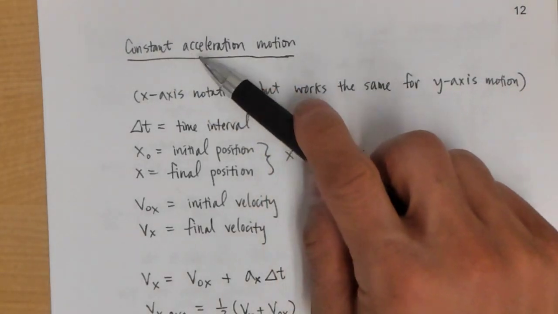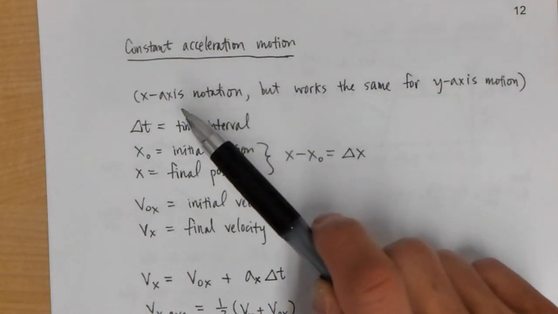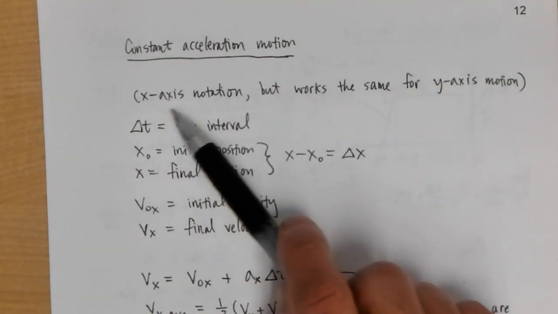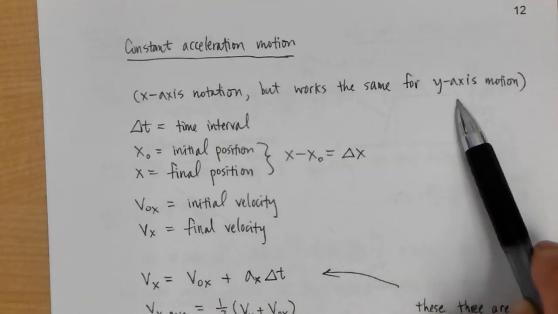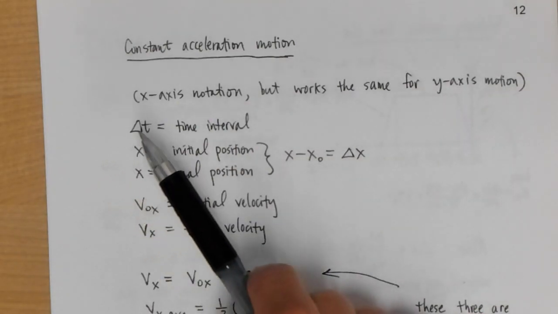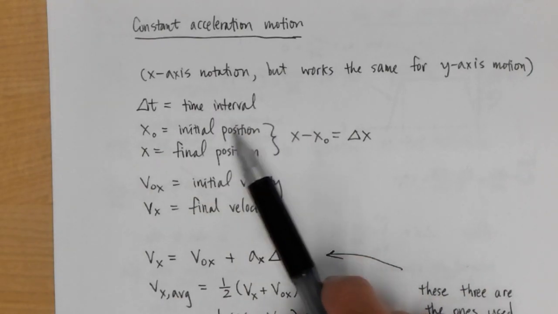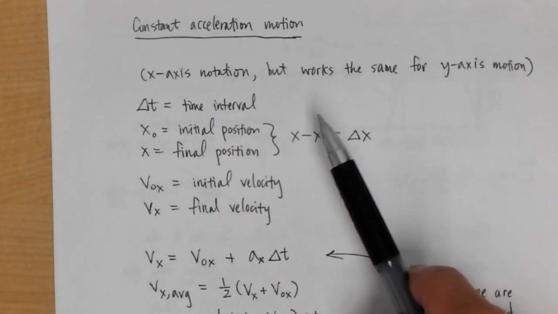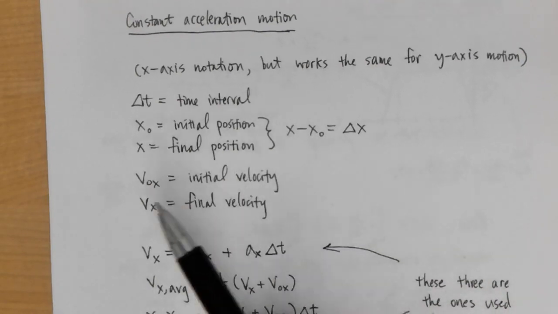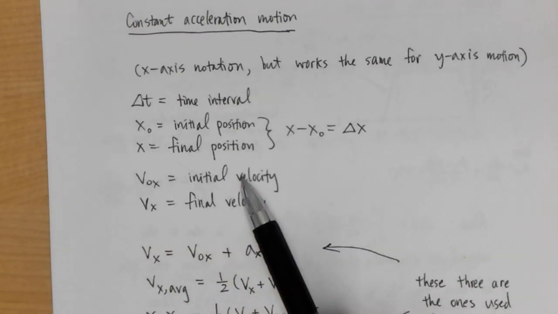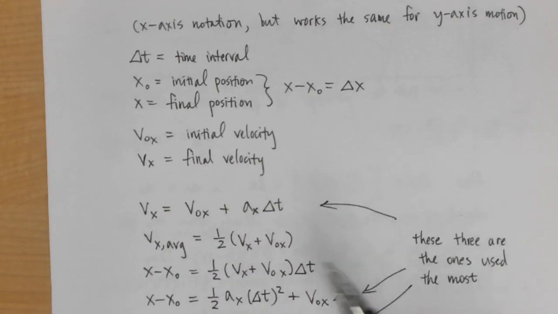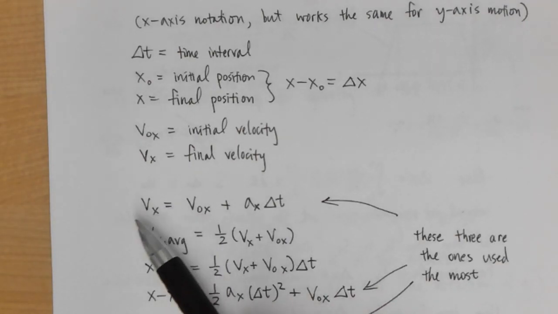Next topic is constant acceleration in motion. So we'll write it for the x direction, but it works the same way for the y-axis motion. So delta t is the time interval, x0 is the initial position, x is the final position. x minus x0 is what I call delta x. v0x is the initial velocity, vx is the final velocity. Then we have these 5 formulas.